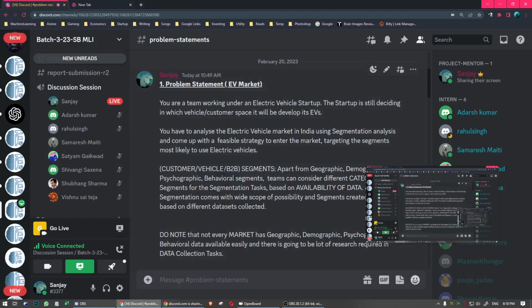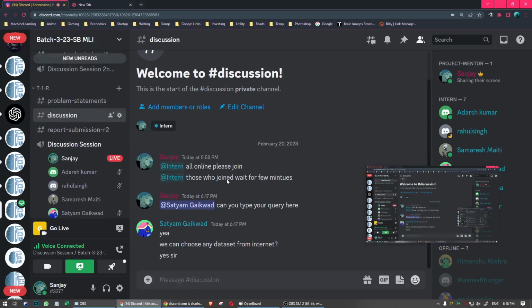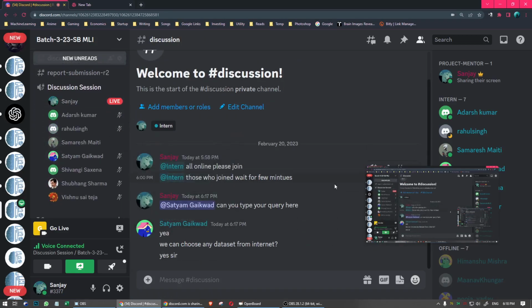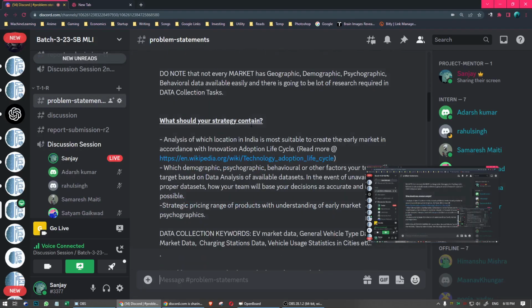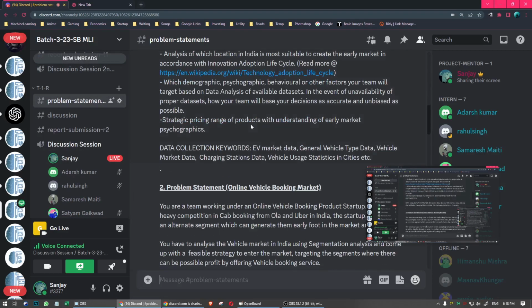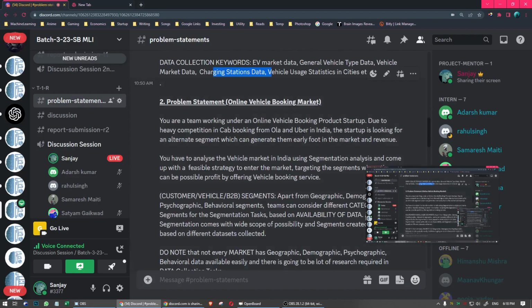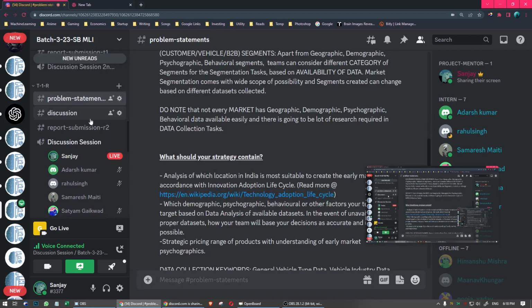Got it? So just pick data sets relevant to the problem statement. First study the problem statement and then try to collect the data sets. We have attached some keywords: EV market data, general vehicle type data, vehicle market data, charging stations data, vehicle users statistics data, like that.